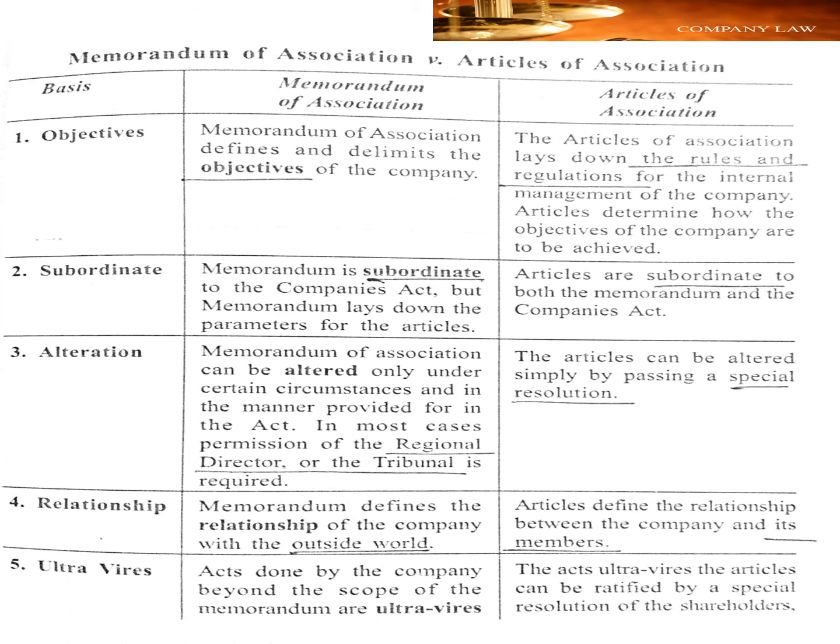Memorandum defines the relationship of the company with the outside world, whereas articles define the relationship between the company and its members. Acts that are done by the company which are beyond the scope of the MOA are termed as ultra vires and void. Thus, we can say that these cannot be ratified even by the unanimous consent of all the shareholders. Whereas if we talk about acts ultra vires the articles, these can be ratified by just passing a special resolution of the shareholders.